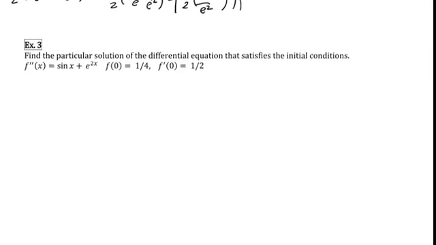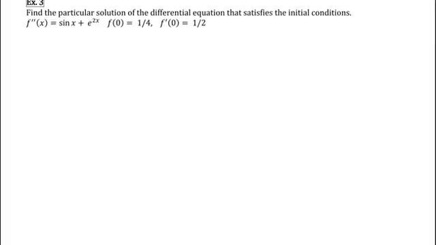Okay, on to 3. Last one. Find the particular solution. That means they're going to give us an ordered pair to find our c that satisfies the initial condition. If we have the second derivative, we have to get to the function. So first, we're going to integrate the second derivative to get the first derivative.